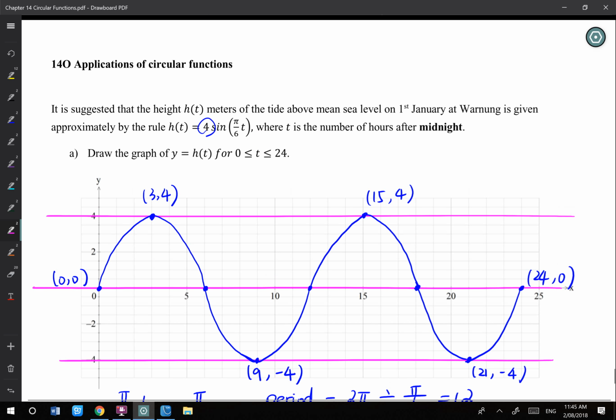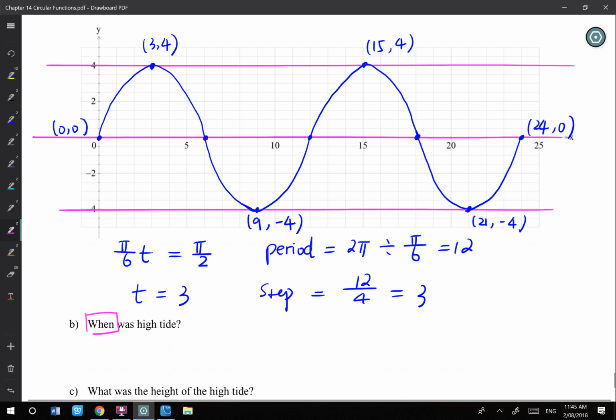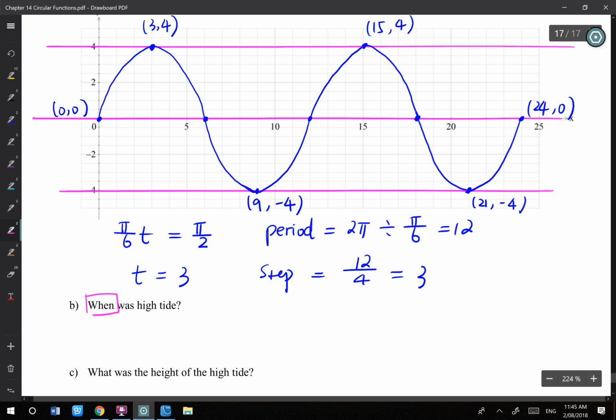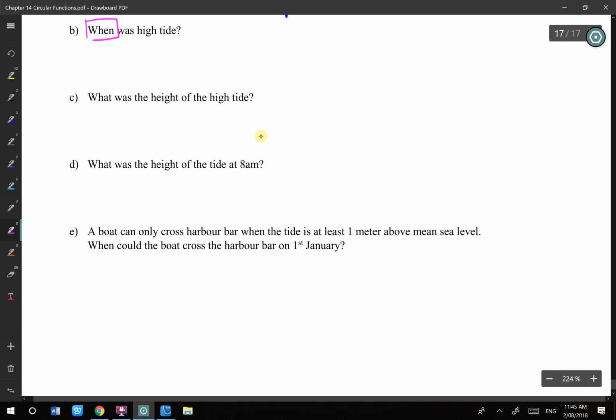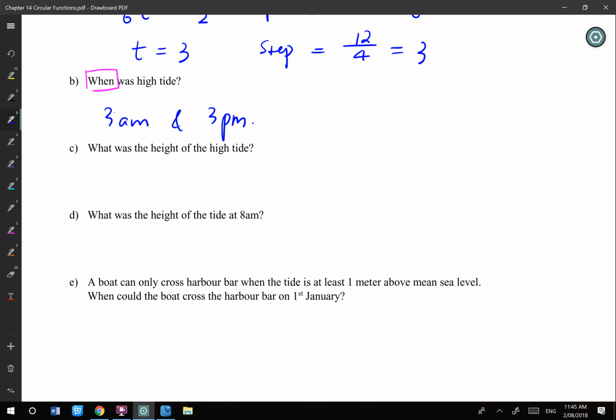So you need to give the exact time of the day. Time is the hours after midnight, so after 12 a.m. You can see the high tide is at 3 hours and 15 hours after midnight. So I will answer as 3 a.m. and 3 p.m. That's how I will answer. You can use the graph to see when the high tide is and answer the time. 3 a.m. and 3 p.m.